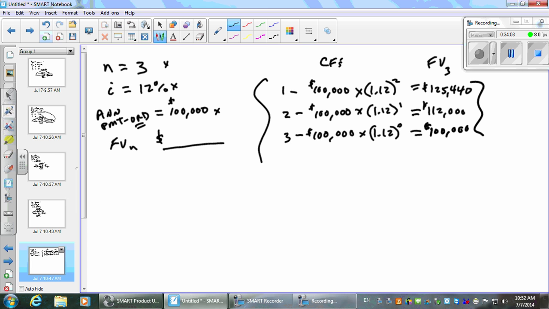What's the total thing worth? What's it worth in the future? What's it going to grow to? I got no interest on the last payment. I got 1 year's interest on the payment before that, and I got 2 years interest on the payment before that, right? How long they're sitting there. So you got to figure out how long it's going to be invested. You do it this way. It's a pain. Okay, so what do those add up to? Come on, you guys. 337,440.